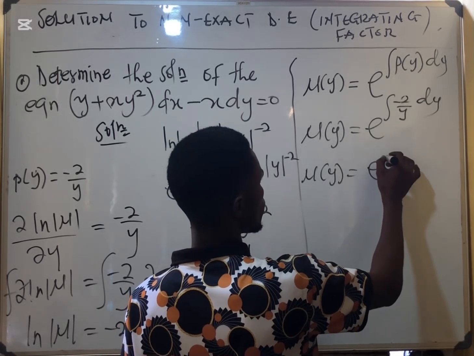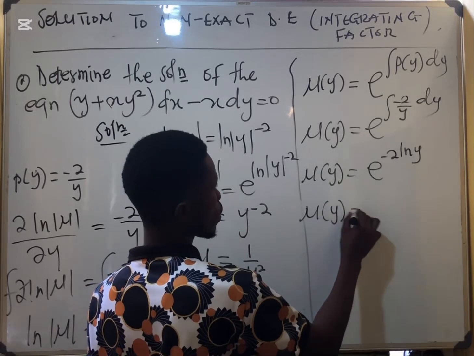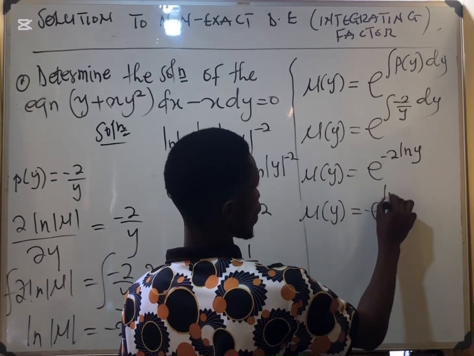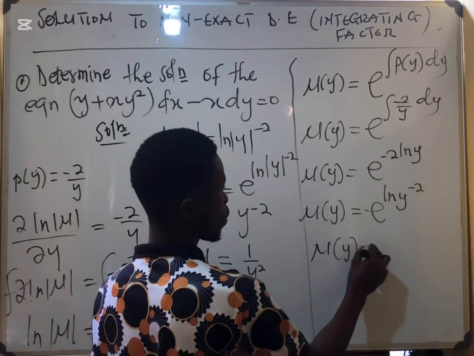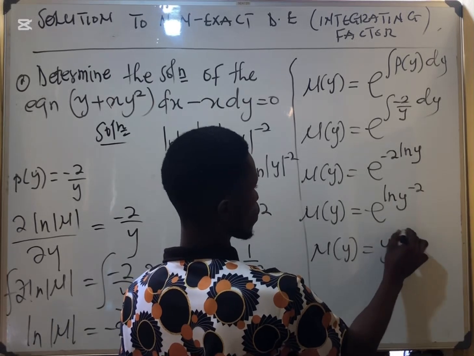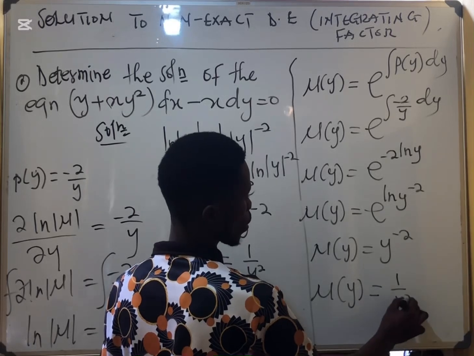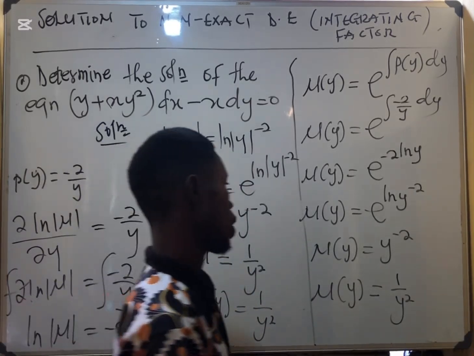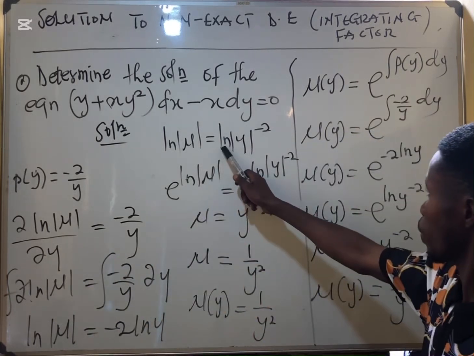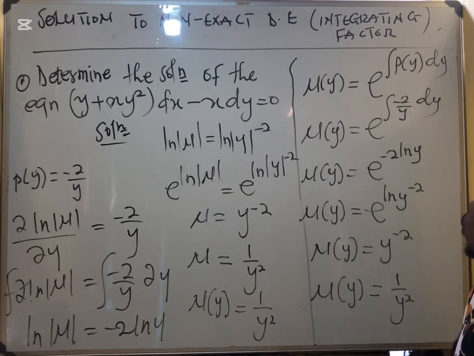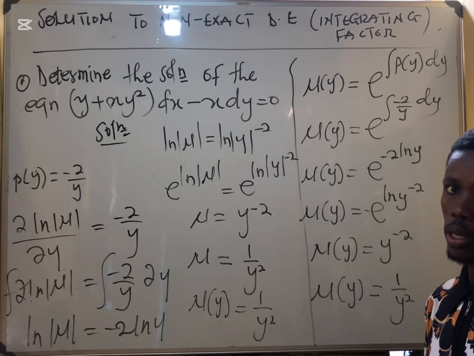So we have -2 ln y. So this one will give us e to the power ln y exponent 2. So this and this will cancel, leaving y exponent 2, and this is going to give us 1 over y squared. So that's the integrating factor. Now let's look at these two things. If someone passed through this lengthy procedure, the person still arrived at this answer. If you go straight with the formula, you also arrive at the same answer. So it depends on you, the one you want to use. Is that okay? Good.